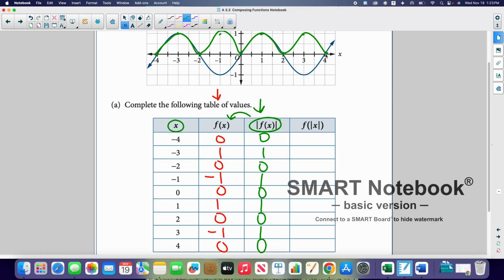All right? Could we have graphed this without having to do all the table? What happened to our positive values? They stayed the same. So this part of the graph right there, this part of the graph right there, it stayed the same. But the negatives reflected. The negatives went up and reflected.